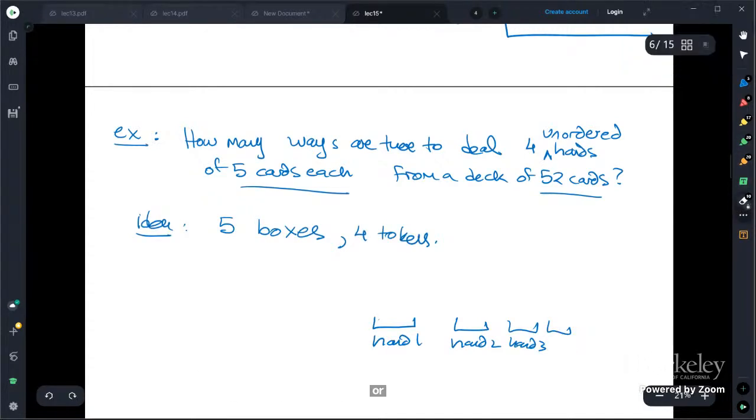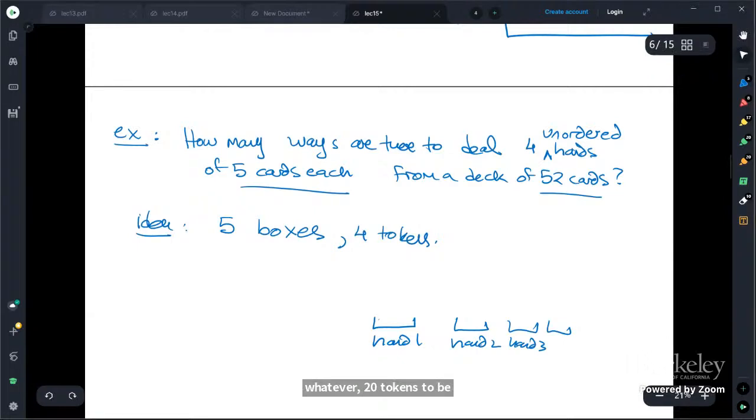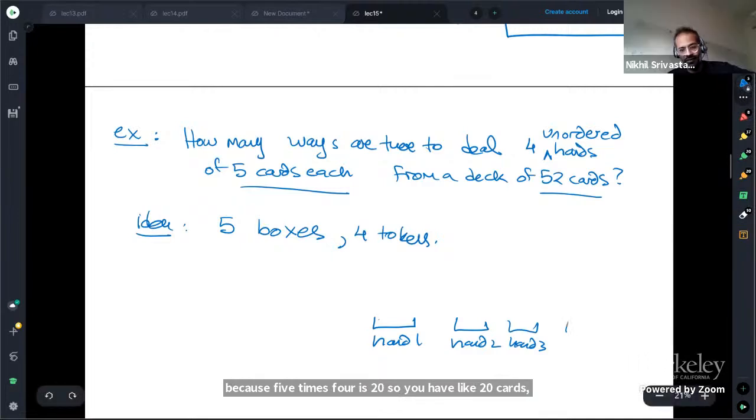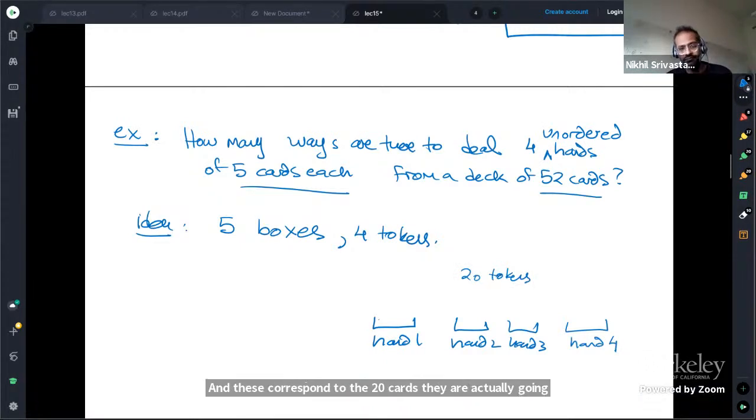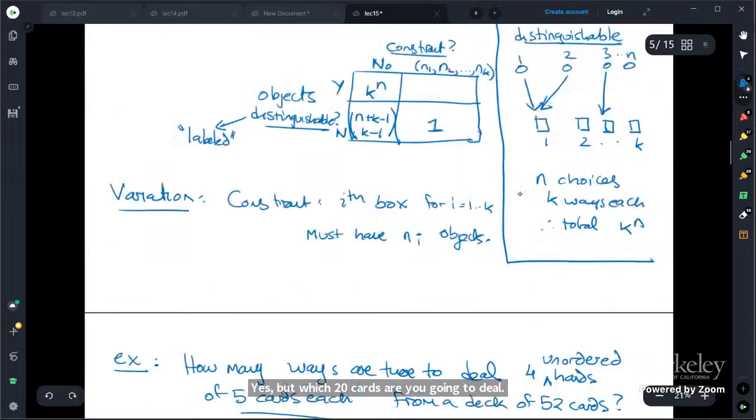Would it be 20 tokens then? Why would it be 20? Because 5 times 4 is 20, so you have 20 cards total that can go to all the people. Okay, that's an interesting thought. So you have 4 hands and you have 20 tokens, and these correspond to the 20 cards that you're actually going to deal, right? Yes. But which 20 cards are you going to deal? I suppose you don't know, right? Because they come from the 52.